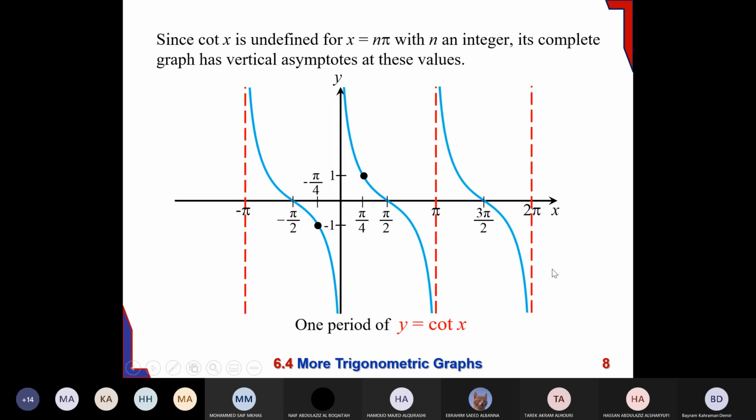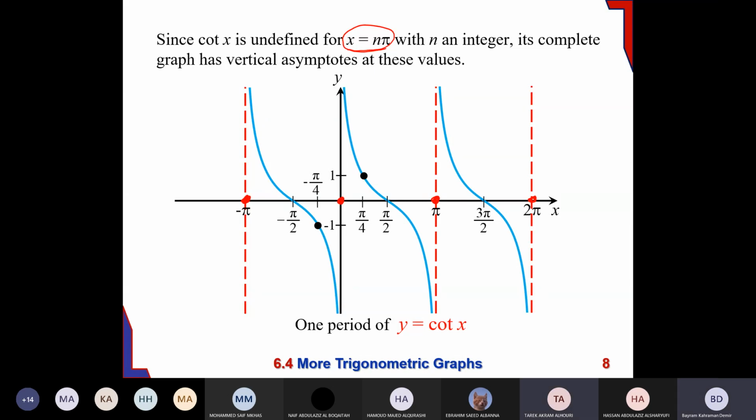Okay. And here are a couple more images for cotangent. So let's look at the asymptotes of cotangent, Shabab. You see, we have 0 here. We have pi as an asymptote. 2 pi is an asymptote. Negative pi is an asymptote. So it looks like the asymptote for the cotangent is n pi.